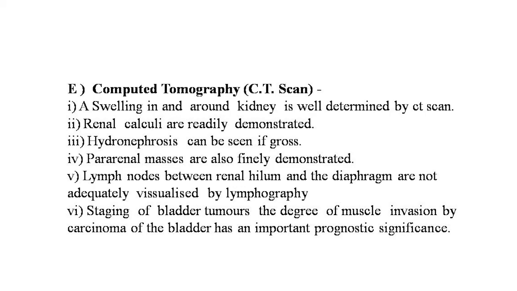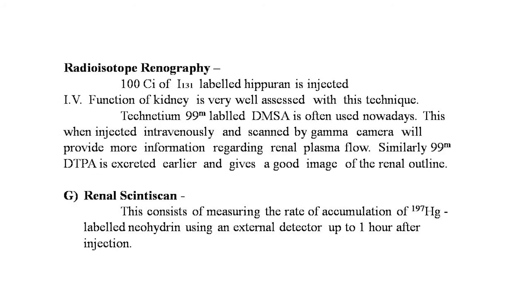Next is the radioisotope renography. 100 microcuries of I-131 labeled hippuran is injected IV. Function of the kidney is very well assessed with this technique. Technetium 99m labeled DMSA is often used nowadays. This is injected intravenously and scanned by the gamma camera, which will provide more information regarding renal plasma flow. Similarly, 99m DTPA scan is used and gives a good image of the renal outline. Nowadays, the DTPA scan is very popular.